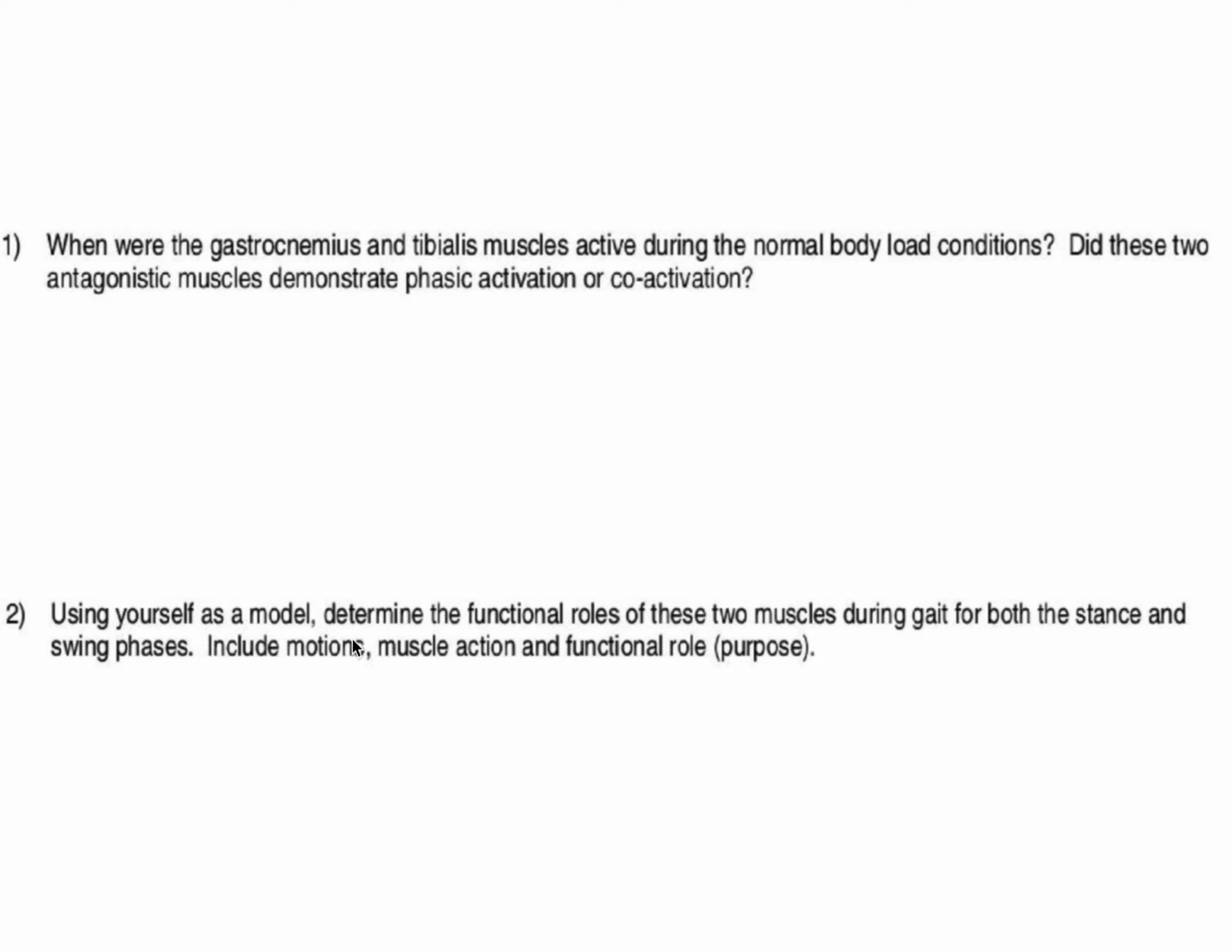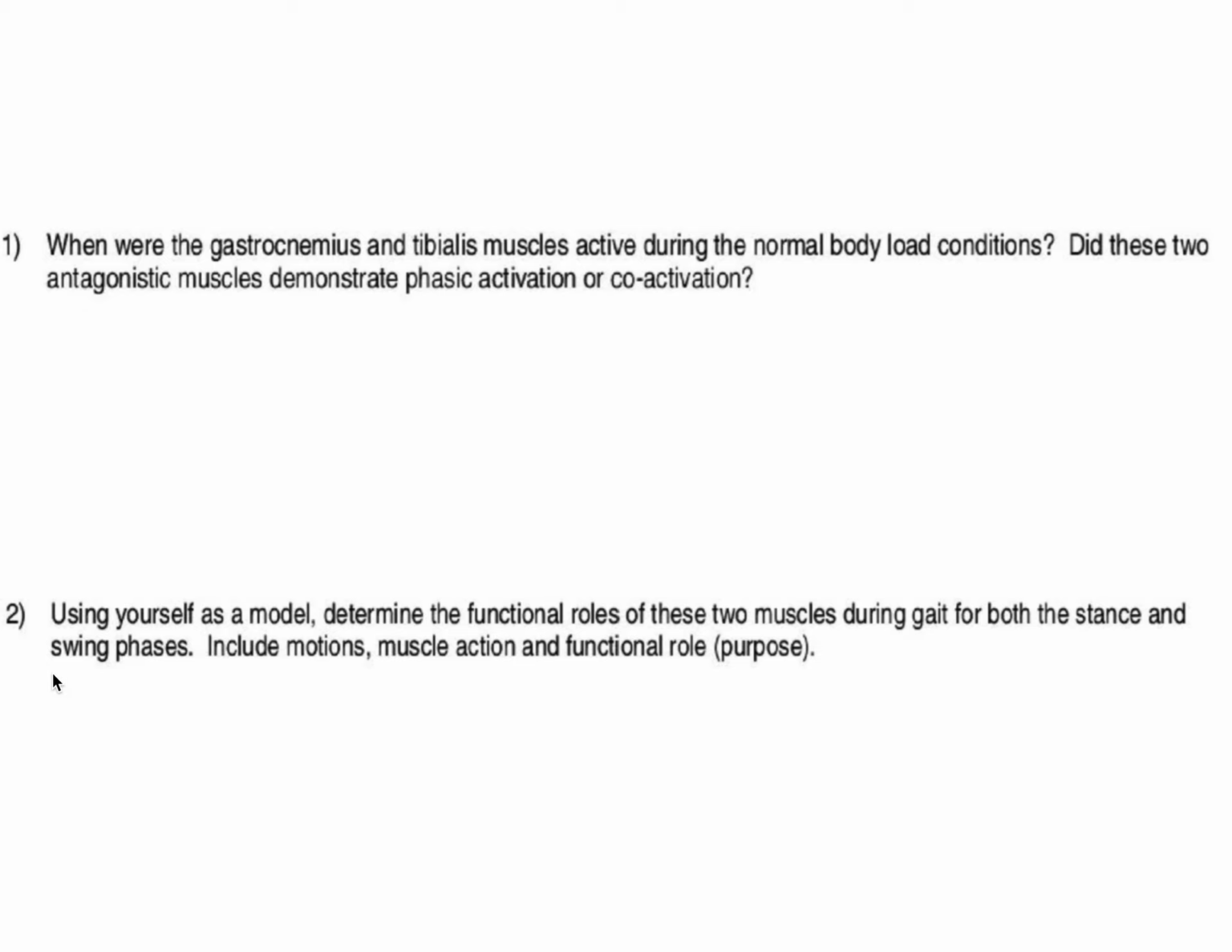Okay, then let's go to question number 2. Using yourself as a model, determine the functional roles of these two muscles during gait. So this is talking about the function in the stance phase and swing phase. For the stance phase, initially TA was activated, right? And the function of TA is to decelerate your foot segment so it doesn't slap the floor. And then in mid and late stance, the gastrocnemius is activated. It's supporting your body weight and also propelling yourself forward. So that's the functional roles of the two muscles in stance phase.